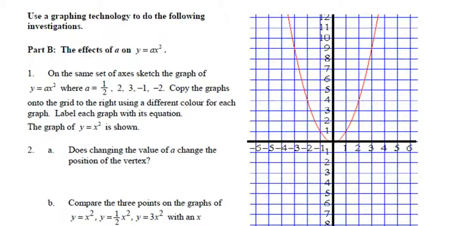Moving on. Use graphing technology to do the following investigations. The effects of y equals a x squared. On the same set of axes, sketch the graph y equals a x squared, where a is a half, 2, 3, negative 1, negative 2. Copy the graphs onto the grid to the right using a different color for each graph. Label each graph with its equation. The graph y equals x squared is shown.